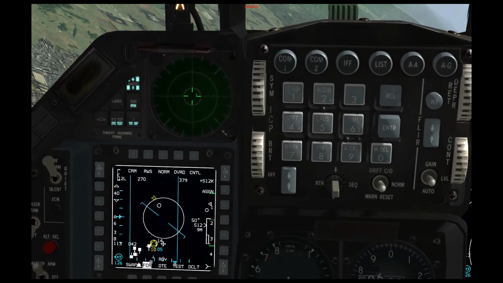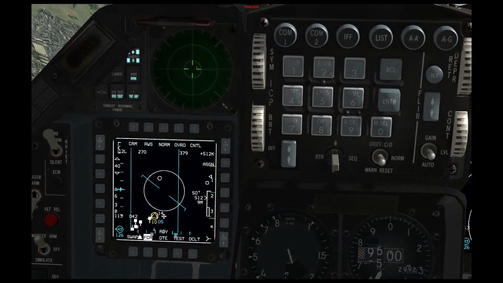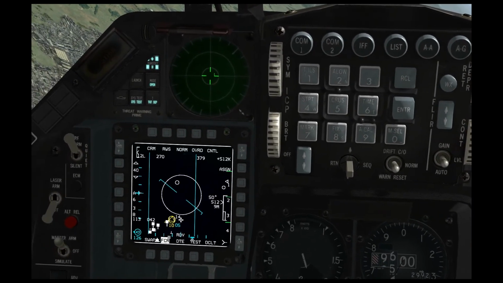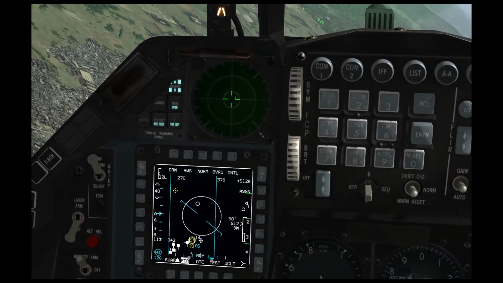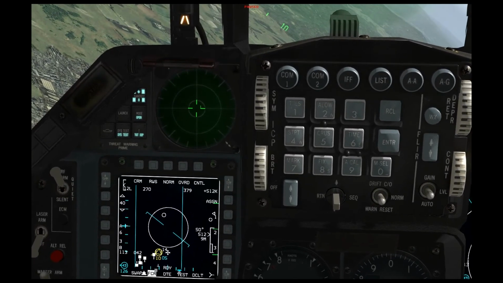So if you see air contacts that are flying towards you with 900 knots of closure, they're probably hostile, but you need to make sure before you fire. So it might say something like MiG-29 in that space, and then you know it's hostile. You don't even need to declare it.